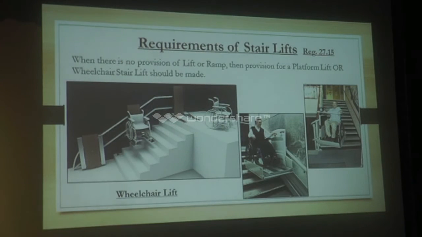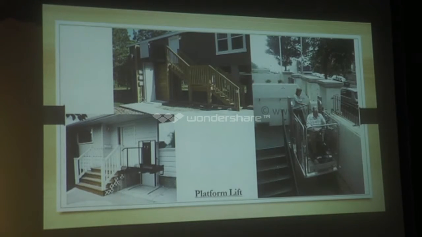Whenever there is no provision of a lift or ramp, then the provision of a platform lift or wheelchair stair lift is compulsory. So here you can see the wheelchair attached to the railing. Similar here, and this one more here. The platform is also shown. A typical platform is ascending. Then there is a platform lift here. There is no ramp provision; that is why it is made. Here also is a platform lift. No ramp.